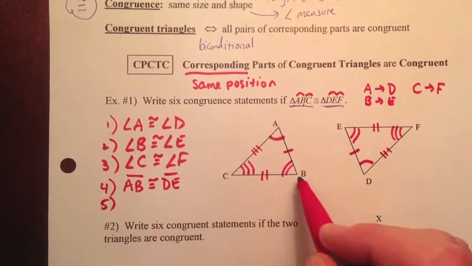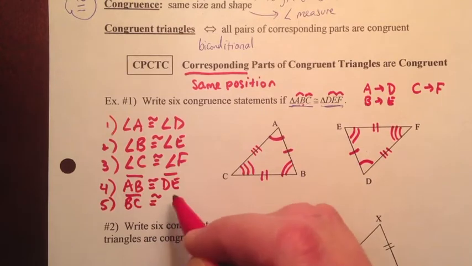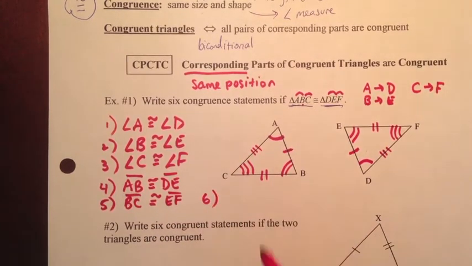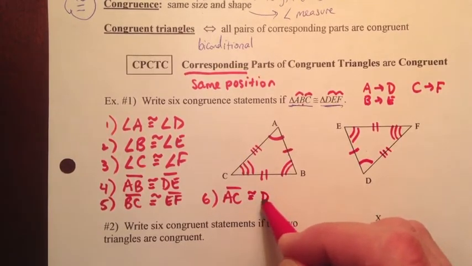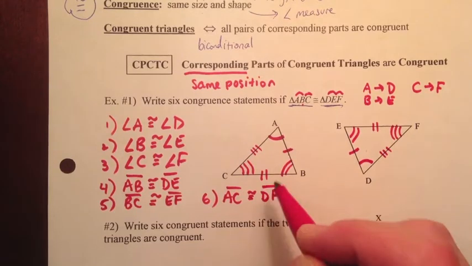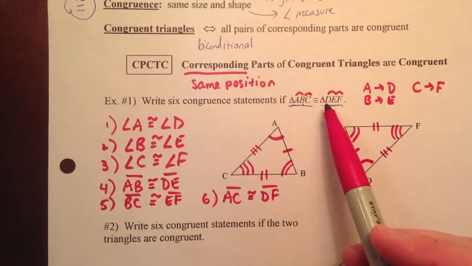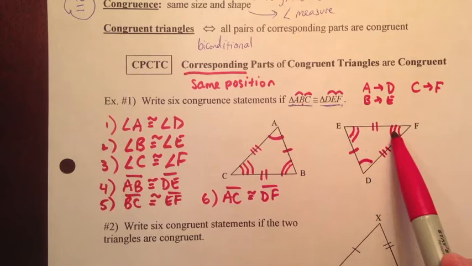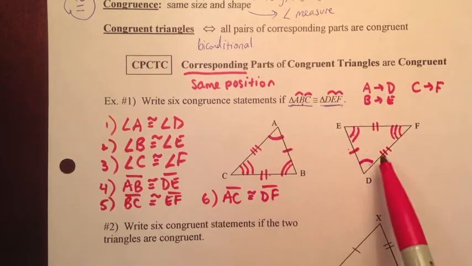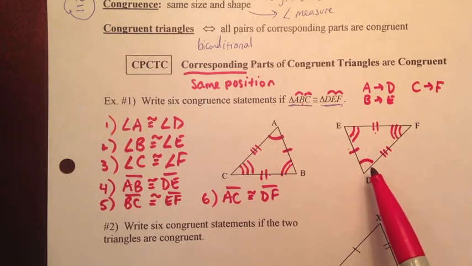Number 5, we could say that segment BC is congruent to segment EF. And then the last thing we can say is that segment AC is congruent to segment DF. Those are 6 congruence statements based on this. If they tell you the two triangles are congruent, then that means all the corresponding parts have to be congruent. That's CPCTC. If you say it fast, CPCTC.